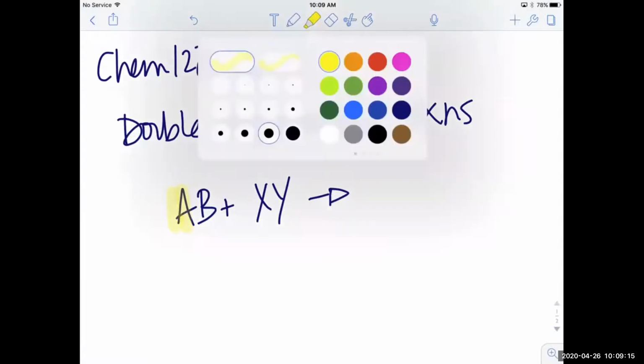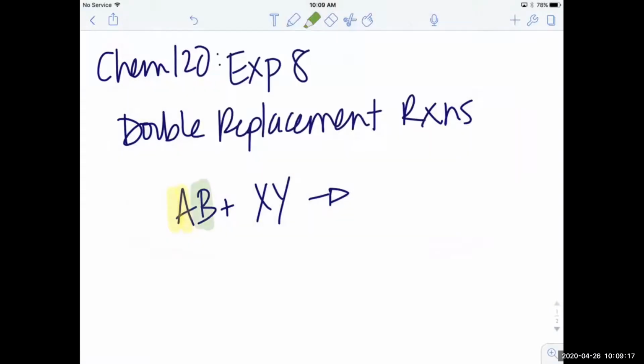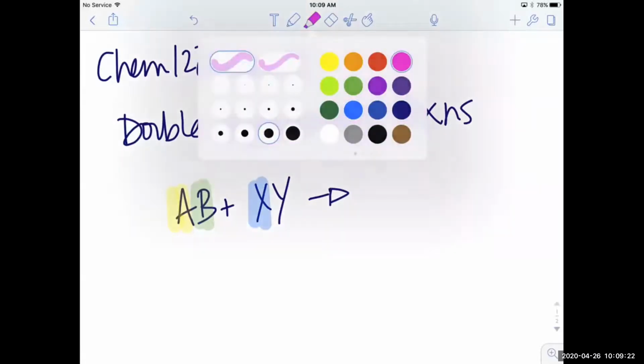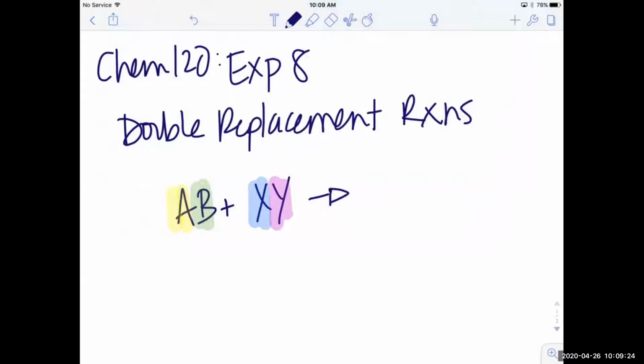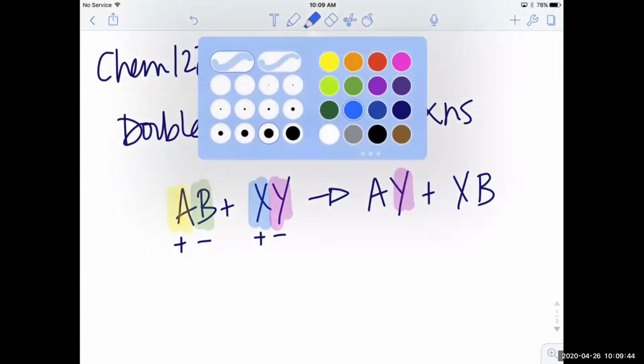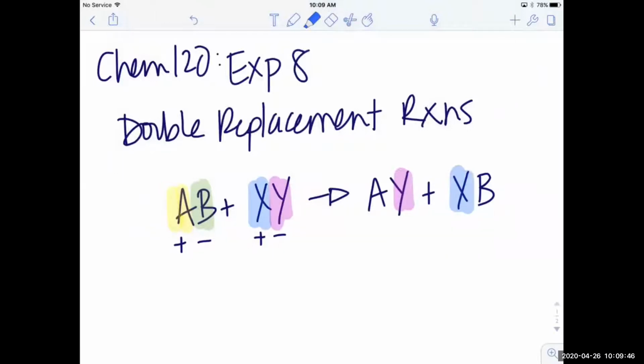So here I'll color code our reactants. We've got A and B, and X and Y. Essentially, the cation is always written first. So A was partnered with B. Now it's going to be partnered with Y. So we're going to have AY plus XB. Remember, the cations are always going to be written first, and the anions will be written last. Just color this in so you can have it as a reference later.